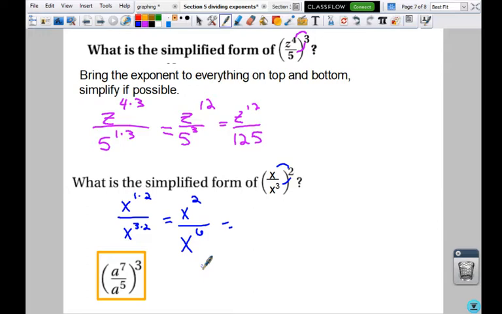So after I took care of that exponent on the outside, I'm going to simplify what I can. And I can simplify these x's. I'm going to have x to the 2 minus 6, which is x to the negative 4. But I'm not quite done yet because I got one more thing. What's my last thing? Oh, Jace. You can't have a negative.